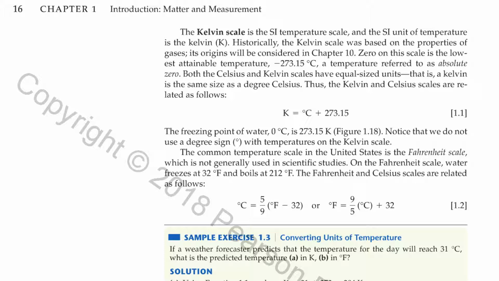The common temperature scale in the United States is the Fahrenheit scale, which is not generally used in scientific studies. On the Fahrenheit scale, water freezes at 32 degrees Fahrenheit and boils at 212 degrees Fahrenheit. The Fahrenheit and Celsius scales are related as follows. To obtain a degree Celsius from a Fahrenheit, subtract 32 from Fahrenheit and multiply by the fraction 5/9. To obtain a degree Fahrenheit from Celsius, multiply the degree Celsius by the fraction 9/5 and then add 32.